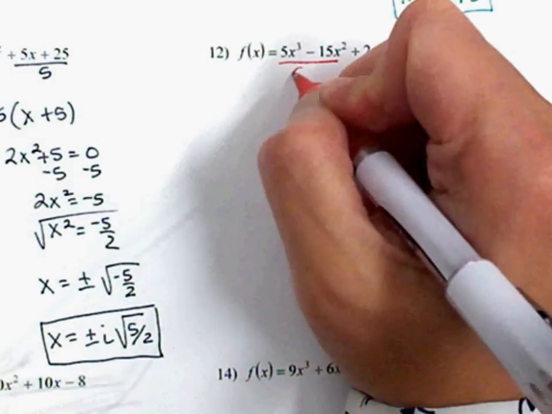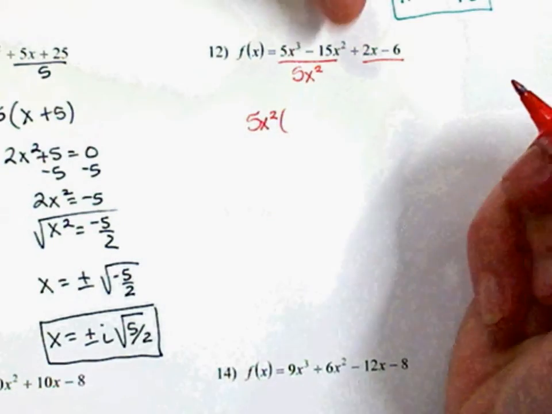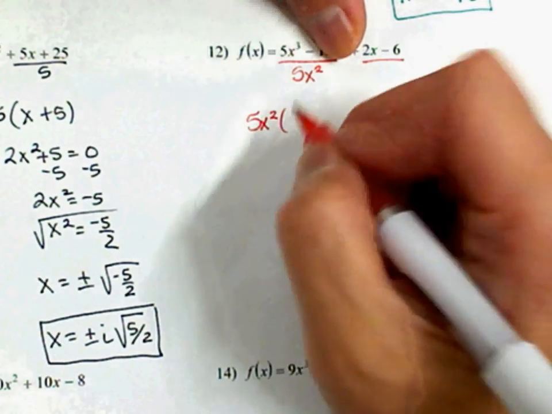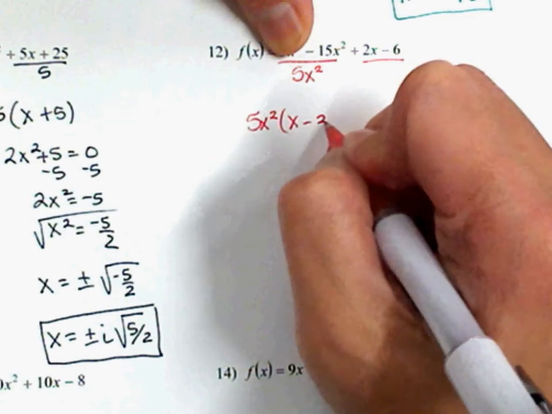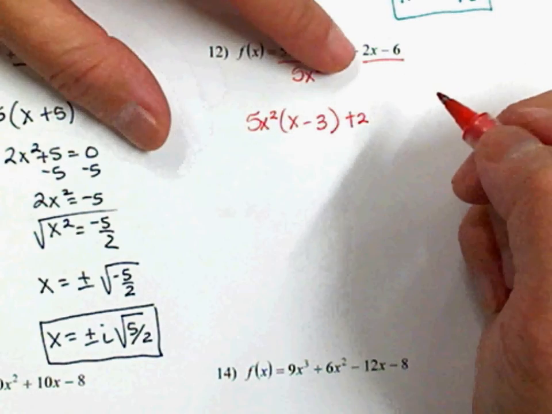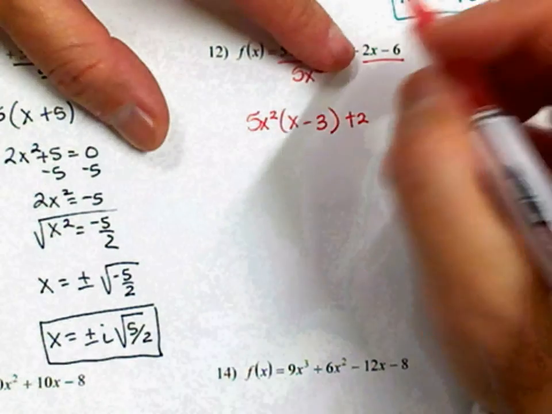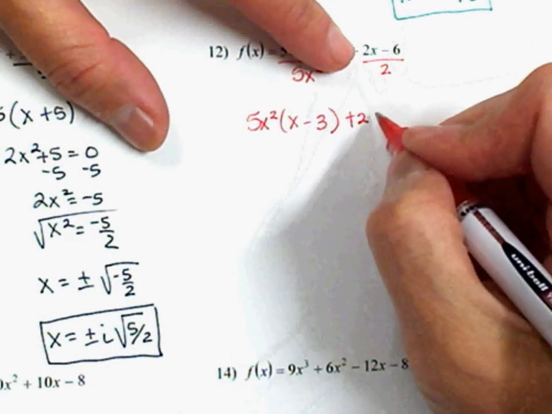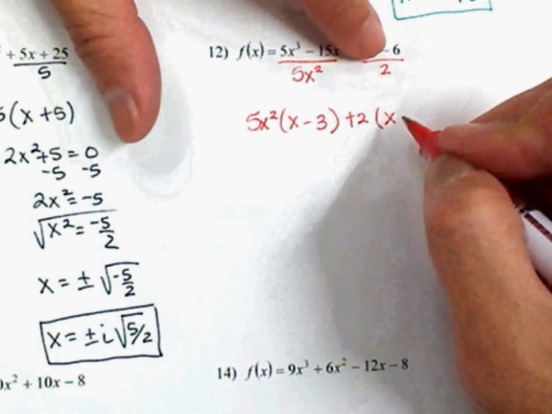So what do they have in common? 5x squared. Bring out your 5x squared. When you divide those, you have x left. Negative 15 divided by 5 is negative 3. X cancel. Keep your plus. What do those two have in common? You can do the same thing right here. A 2. So I'm going to factor out a 2. And when I do, 2x divided by 2 leaves you x. Negative 6 divided by 2 leaves you negative 3.